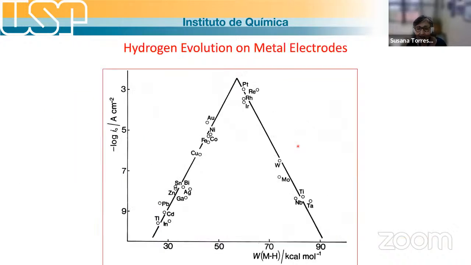So this is, for example, a volcano plot for the hydrogen evolution on metal electrodes. Here at these points, you have, for example, lead, cadmium, thallium, indium. At these, you have other bulk metals, titanium, tantalum, niobium. These both are not good catalysts for hydrogen evolution. Where you have the most active metal for the hydrogen evolution reaction is at the top of the volcano. What do you have here? Okay, platinum, rhodium, iridium, all the noble metals. You have also, for example, gold, but you can see that gold is less active than platinum.